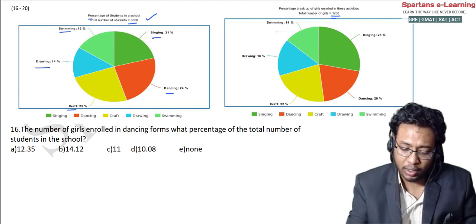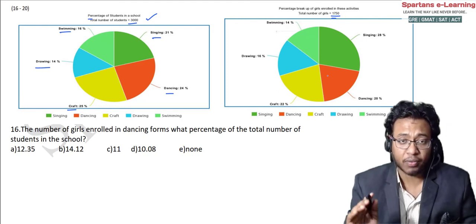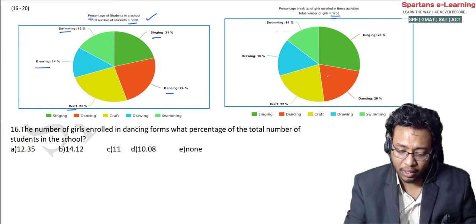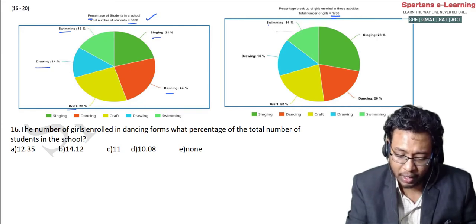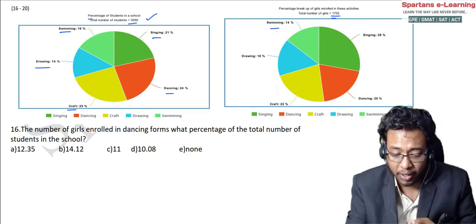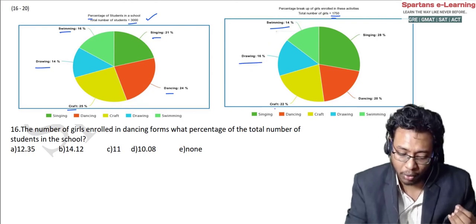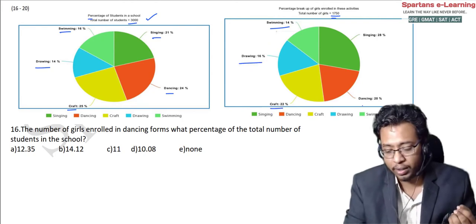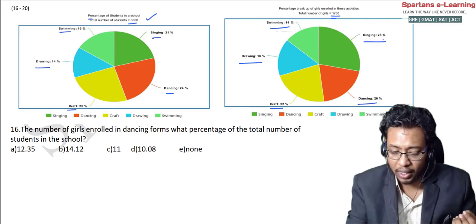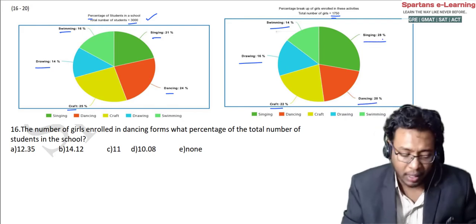Now this pie diagram is a representation of girls. There are a total of 1750 girls, and these are the activities they are divided into. 14% of girls are involved in swimming, drawing 16%, crafts 22%, dancing 20%, and singing 28%. So this is the data given.